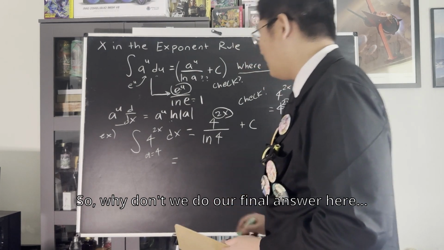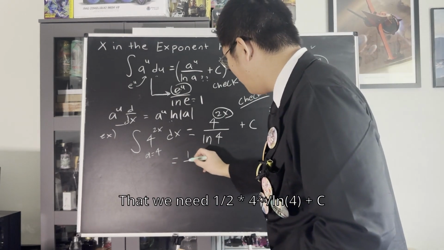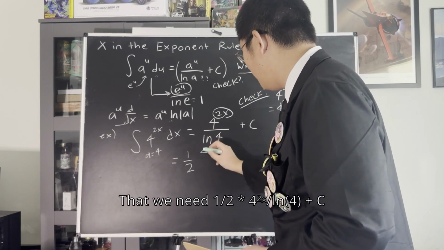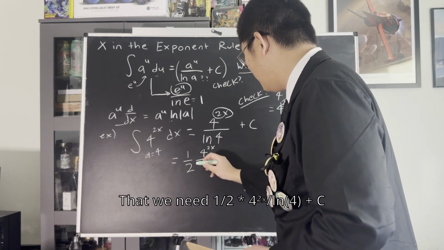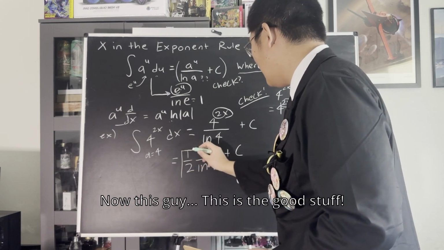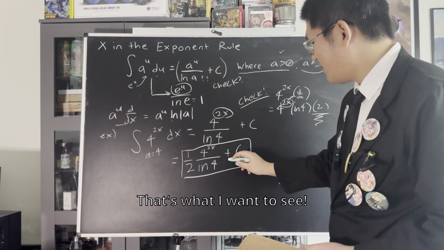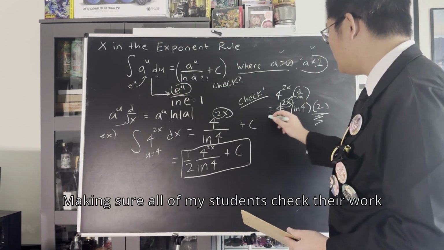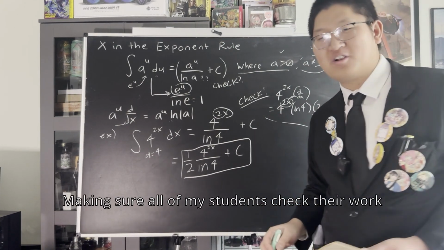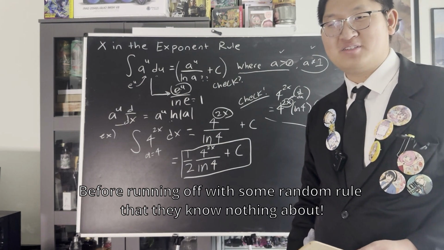So why don't we do our final answer here after our wonderful check that we need: 1/2 times 4 raised to the 2x all over the natural log of 4 plus c. Now this guy, this is the good stuff. That's what I want to see, making sure all of my students check their work before running off with some random rule that they know nothing about.